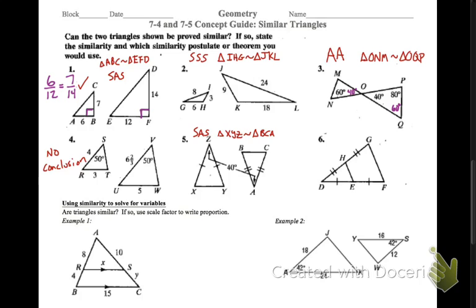What'd you say for number 6? Okay, for the little triangle and the big triangle, they share angle D. So, yes, side, angle, side.